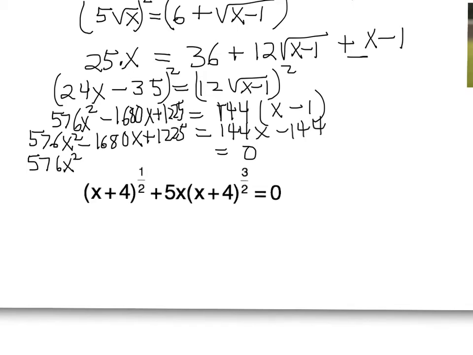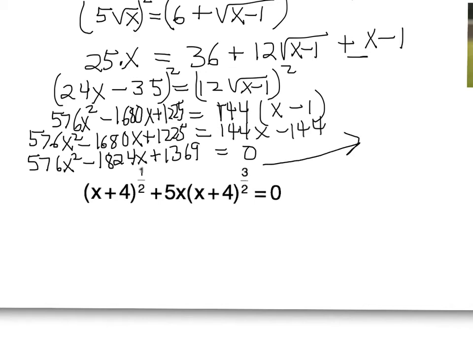And now it's going to be minus 1824x. And then I'm moving this 144 over, and then it's plus 1369. All right, so then if you're going to solve that, okay, this is a quadratic and actually does not factor. So it's the quadratic formula.